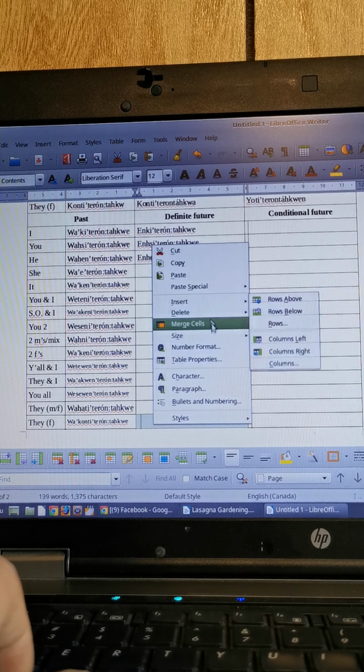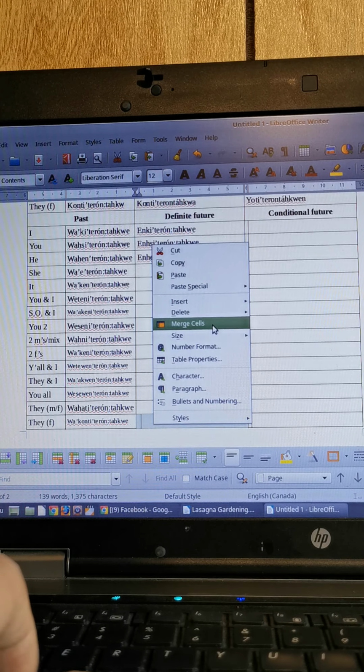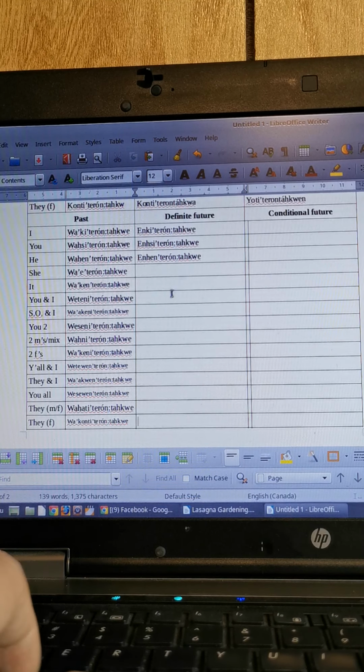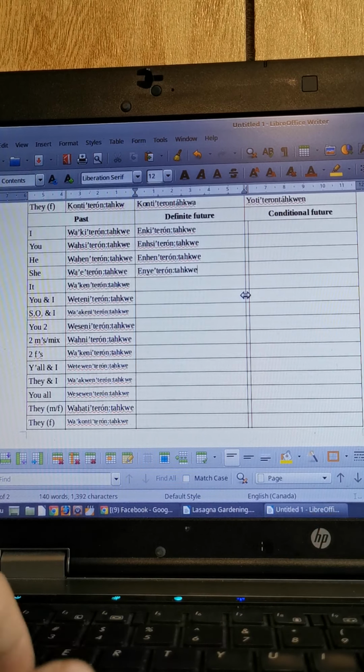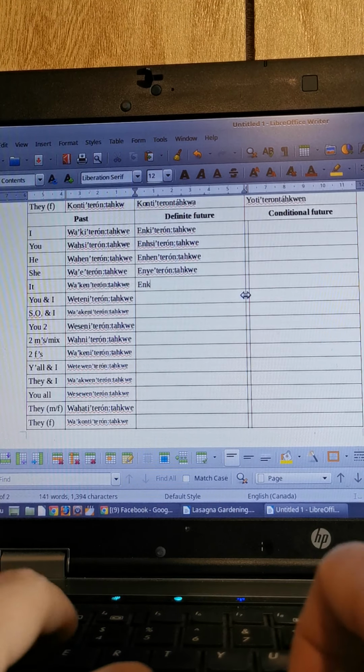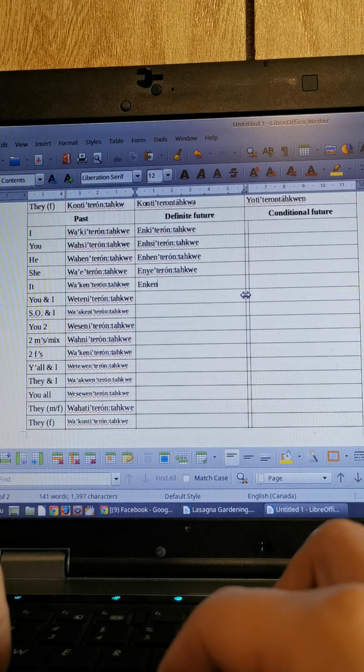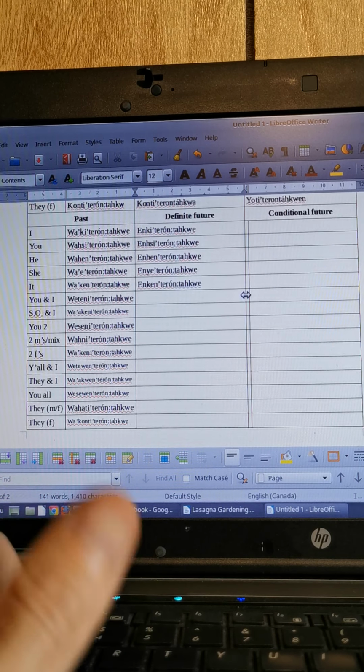I wish there was a way you could just merge the columns, like all of them at once. So she will remain at home. On yet terontahkw. It will remain at home. On gont terontahkw.